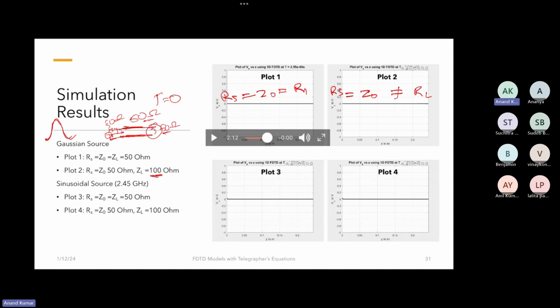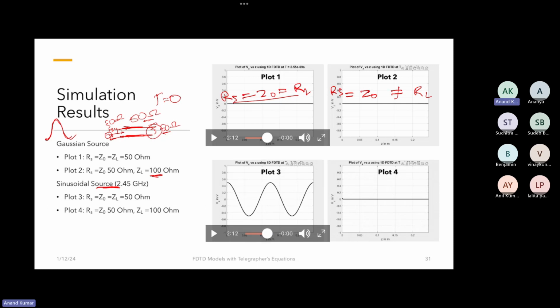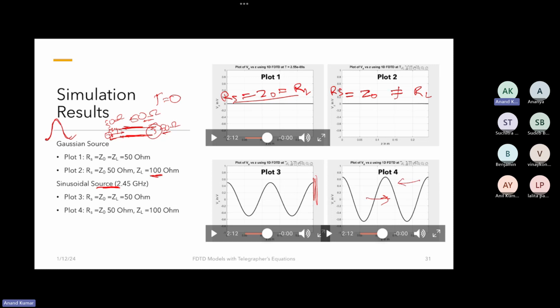In plot 3, we have the same criteria, but we are using a sinusoidal source. For a sinusoidal source, you will see that since it is matched, there is no reflection at this boundary. But if it is not matched, you will see that after some point you can see the standing wave happening, as there is the forward wave and a backward wave which are interacting in the simulation space.